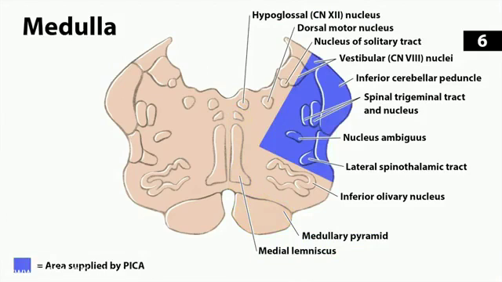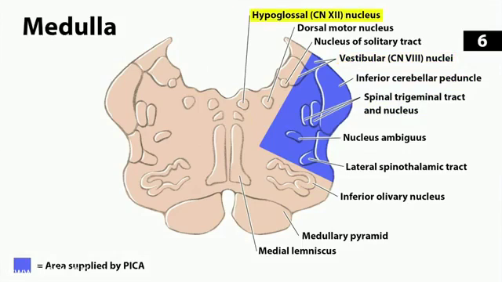But the lateral portion of the rostral medulla is supplied by the PICA, the posterior inferior cerebellar artery, which wraps around the medulla on its way to the cerebellum. The lateral medulla contains the lateral spinothalamic tract, carrying that pain and temperature sensation from the body. The spinal trigeminal nucleus and tract are also located here, as well as the inferior cerebellar peduncle and the vestibular nuclei. And we said that cranial nerves 9, 10, and 12 all originate in the medulla.